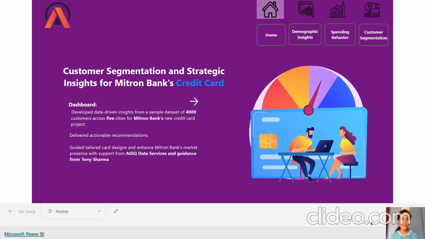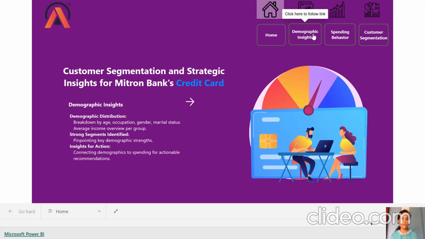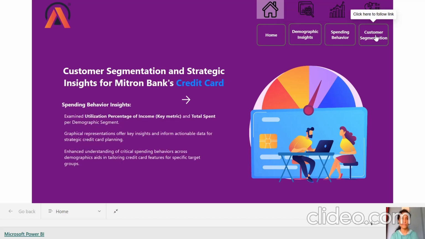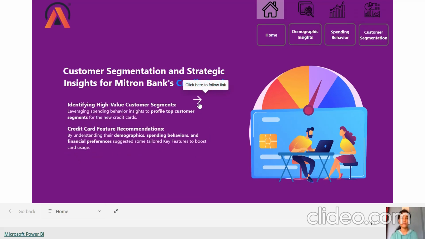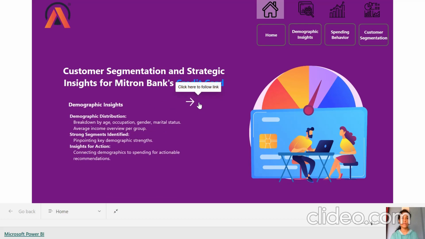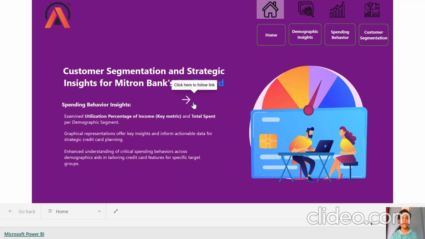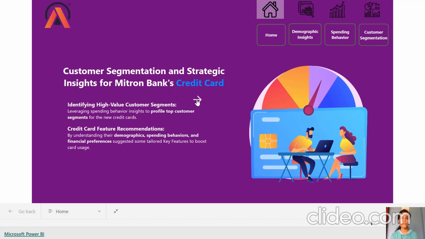This is the Power BI dashboard that I have designed, and I am so excited to show this one. This is the home page. In the home page, I have given the title and some explanation about the dashboard. When I click demographic insight, it shows a little information about the overall demographic insight, and similarly for spending behavior and customer segmentation. I have given the option here also: if you click here, you can see the information inside the dashboard, explained in brief.